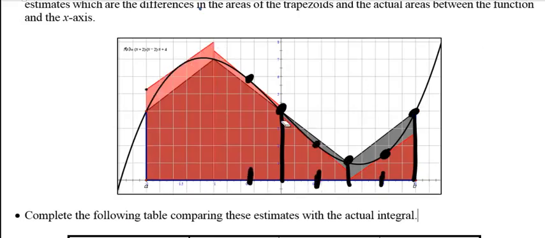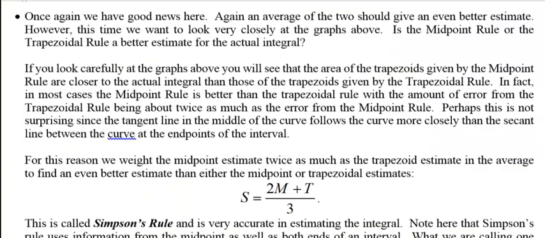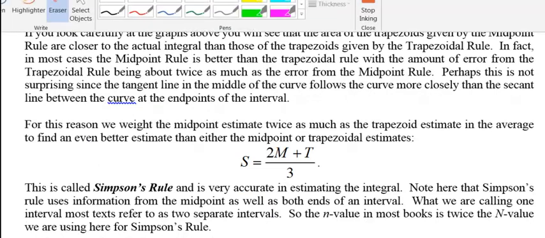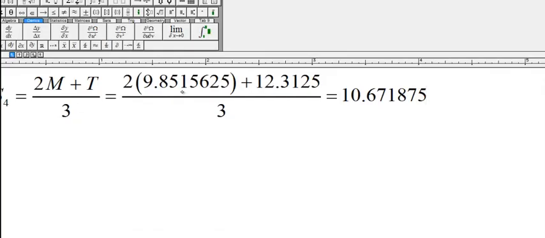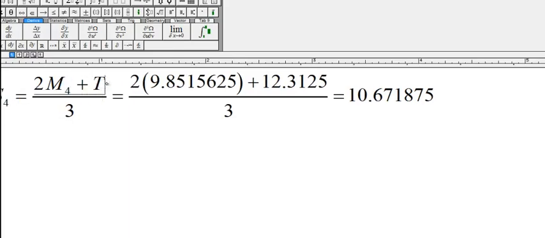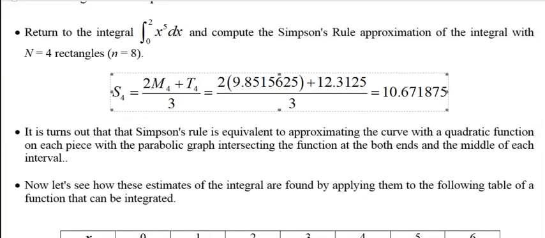So let's erase some of this. Okay, and so notice that what I'm calling Simpson's 4 is 2 times midpoint 4 plus trapezoid 4, divided by 3. Again, most books would call this Simpson's 8.